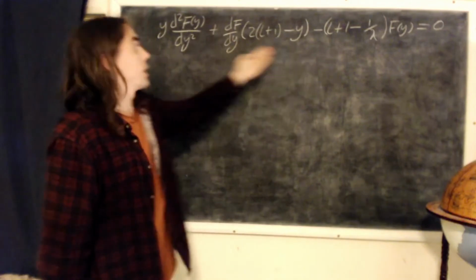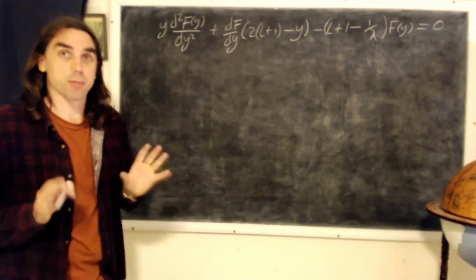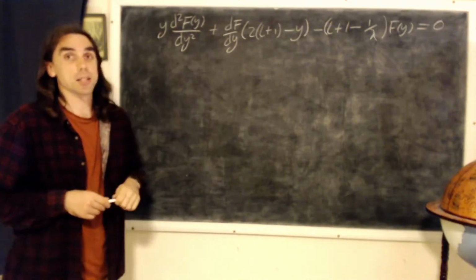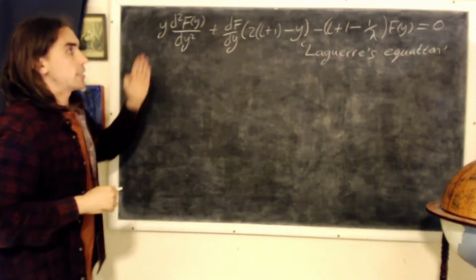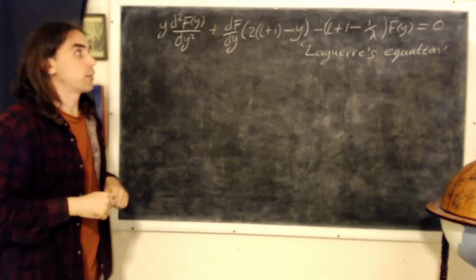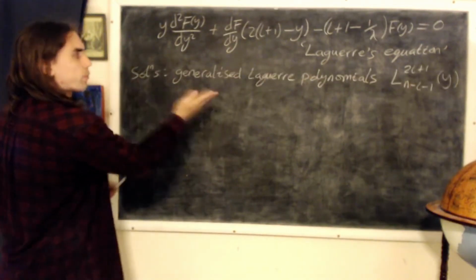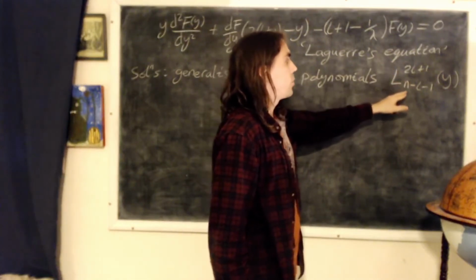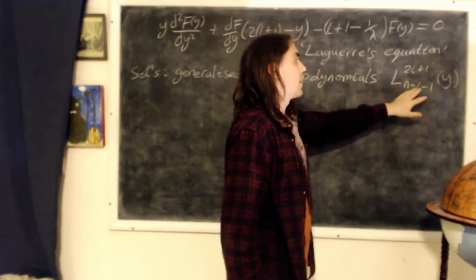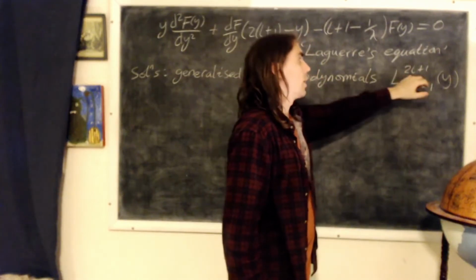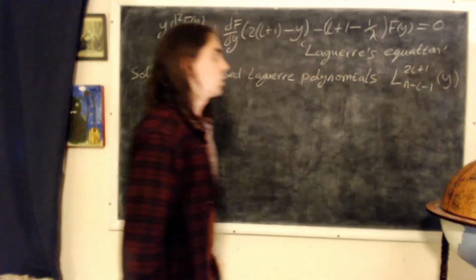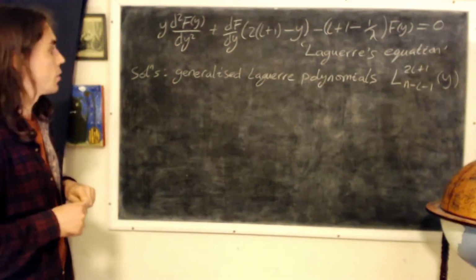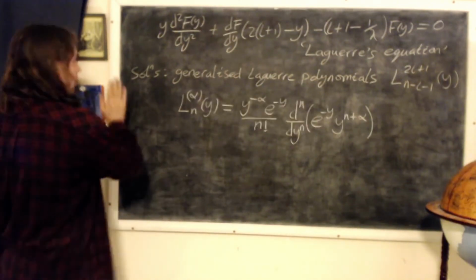So it may not look particularly nice, but it is an equation that has already been solved. We knew the solutions. This is in fact what's called Laguerre's equation. And in this case, the solutions are what are called generalized Laguerre polynomials, which, written as capital L, have two indices. The lower one is n minus l minus 1 in this case, the upper one is 2l plus 1, and in this case a function of y. So these generalized Laguerre polynomials, you can find them from the following formula.